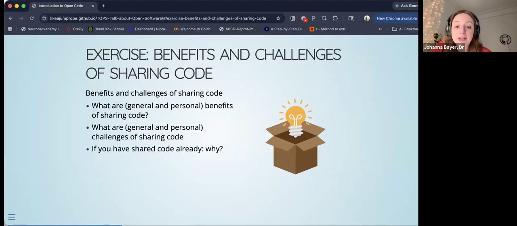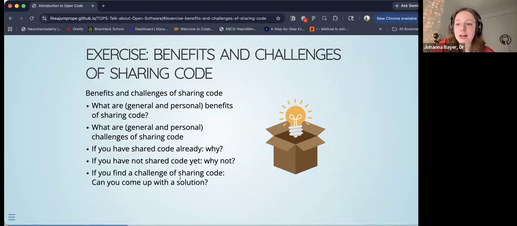What are general and personal challenges of sharing code? If you've shared code already, why? And if you've not shared code already, why not? And if you encounter challenges, can you think of a solution?